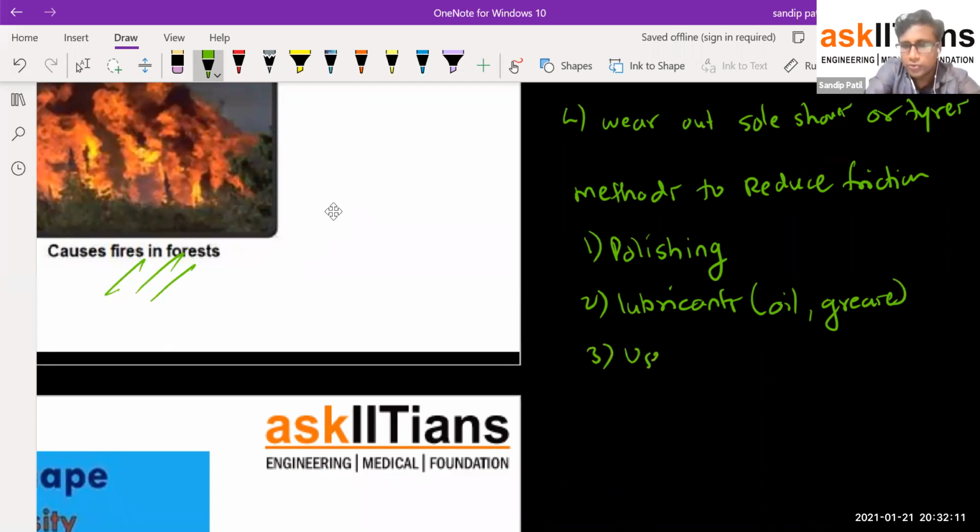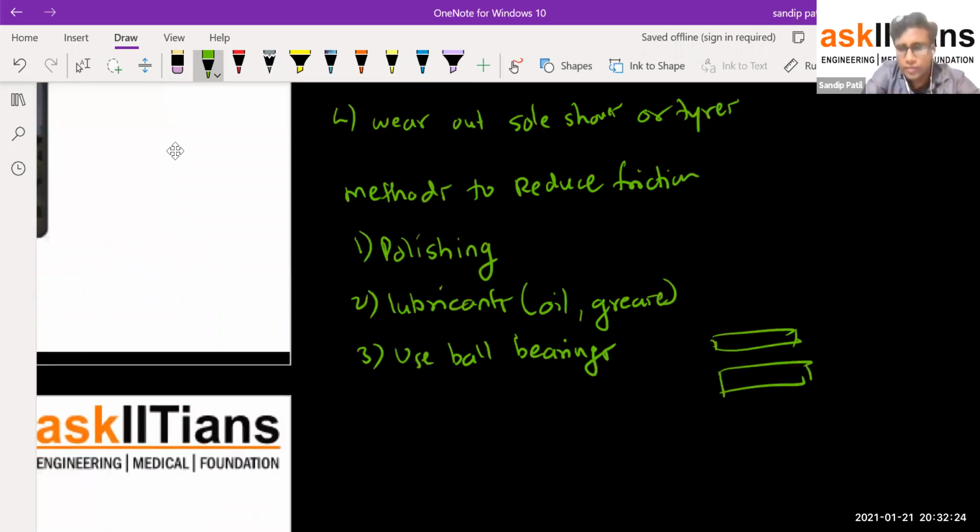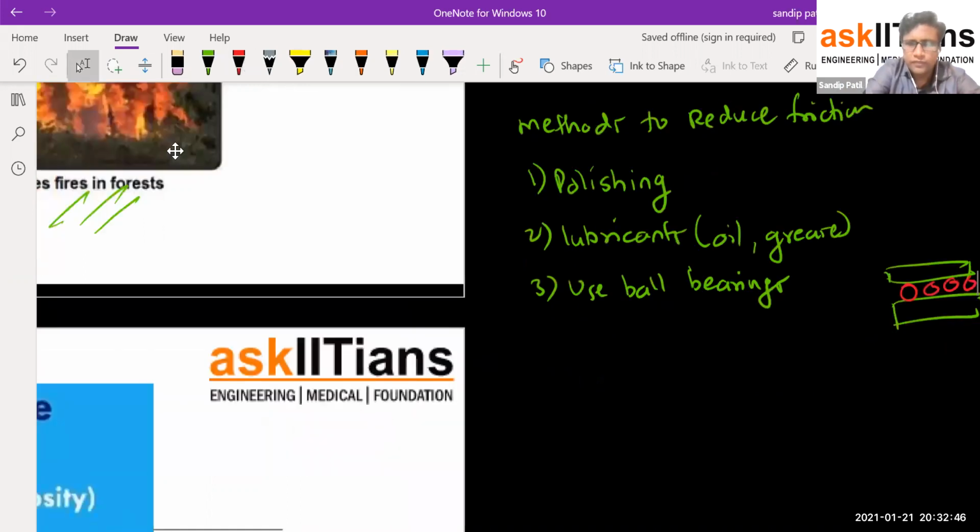Then use ball bearings. Ball bearings means what? Consider these two surfaces moving on each other. Obviously there will be sliding friction. Instead of that, you can put small metal balls. So instead of sliding those two objects on each other, they are now rolling on these balls, right? These balls are obviously going to reduce some friction.